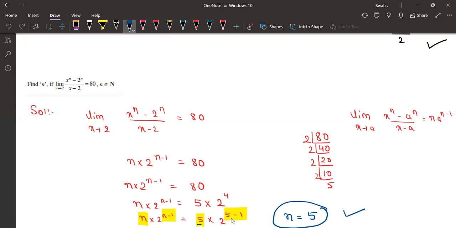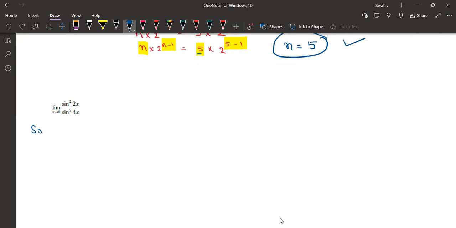So now we can move to the second last question of this video. So let's get started. This is a very simple formula based question. Here what I'm going to do is limit x tends to 0, writing as it is.